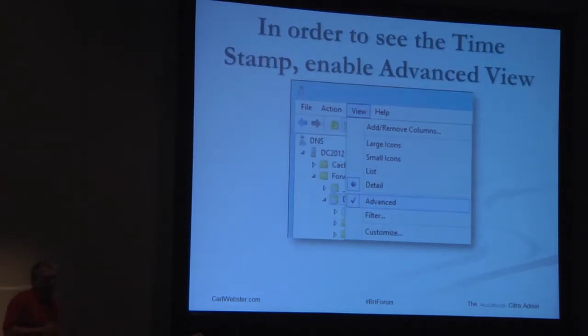Now by default, resource record timestamps are not shown, and that freaks some people out. No reason to freak out. Just go into your DNS Manager, click on View, click on Advanced, and then you'll see your resource record timestamp. Now by default, aging and scavenging is not enabled. So by default, resource record timestamps are of absolutely no importance because they are not replicated. Active Directory is smart enough to know that I don't need the resource record timestamp information if we're not going to age the records and scavenge the records.